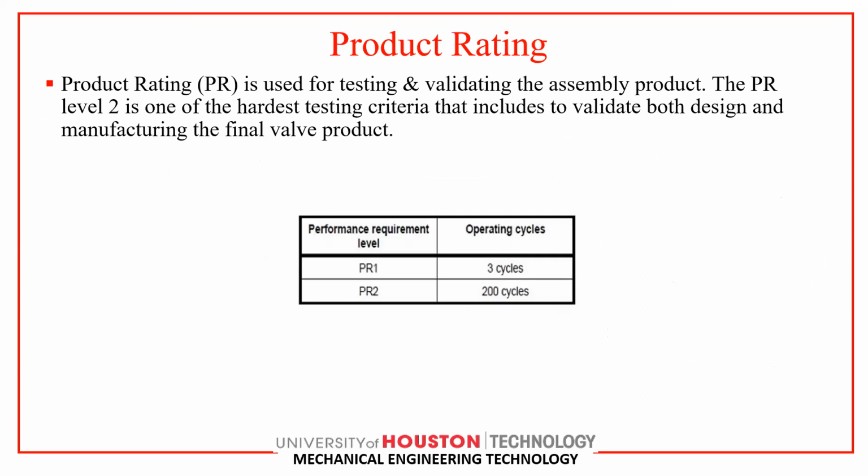The product rating level number 2 is one of the hardest testing criteria, which includes validating both the design and the final valve product. As I said, what is the final valve product? The final valve product is the assembly of all different components of the valve design, of the gate valve. So based on this table, for product rating level number 2, the operating cycle is equal to 200 cycles. What does 200 cycles mean? It means we open and close 200 times.